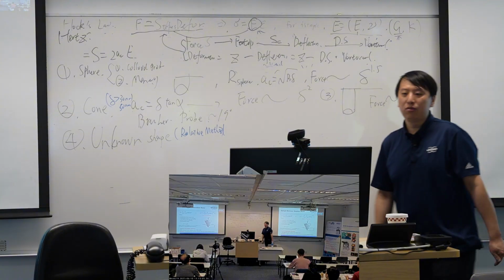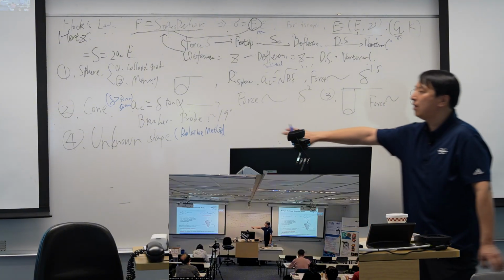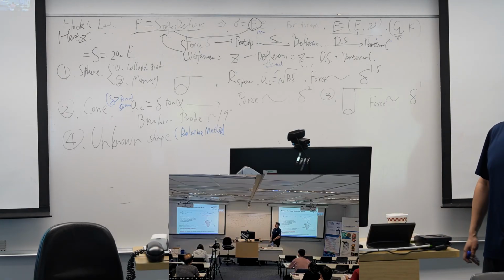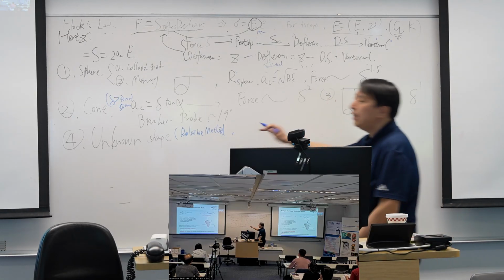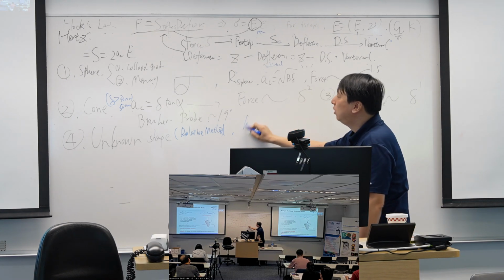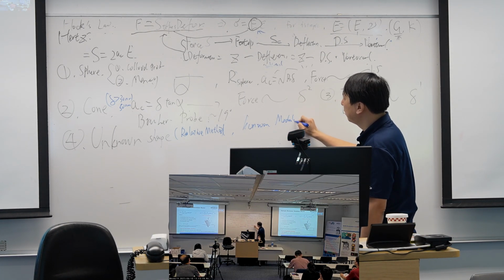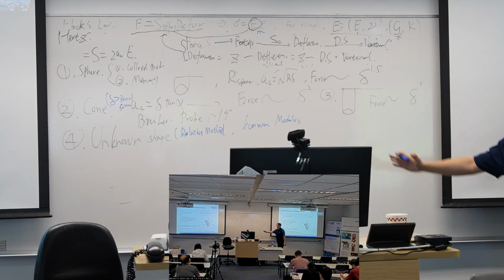That's the so-called relative method. Actually, the relative method is the way we use for nanoindenter. Usually, we need to take a sample with known modulus, and then we do a force curve on this modulus.